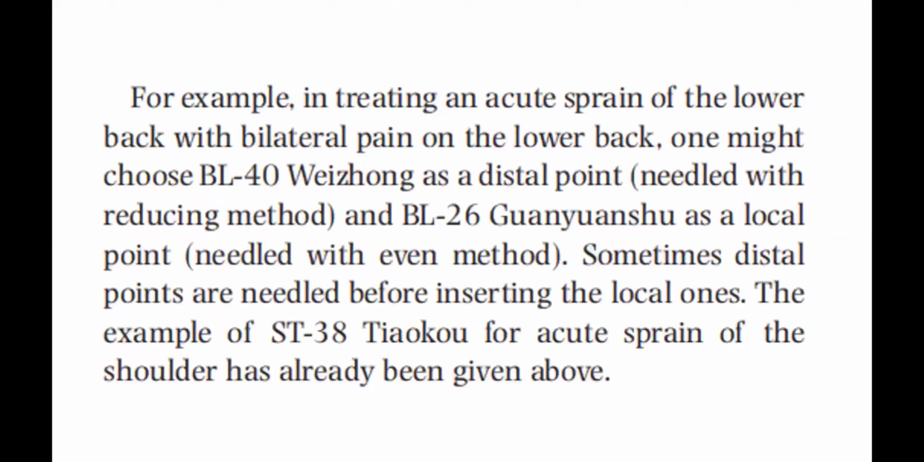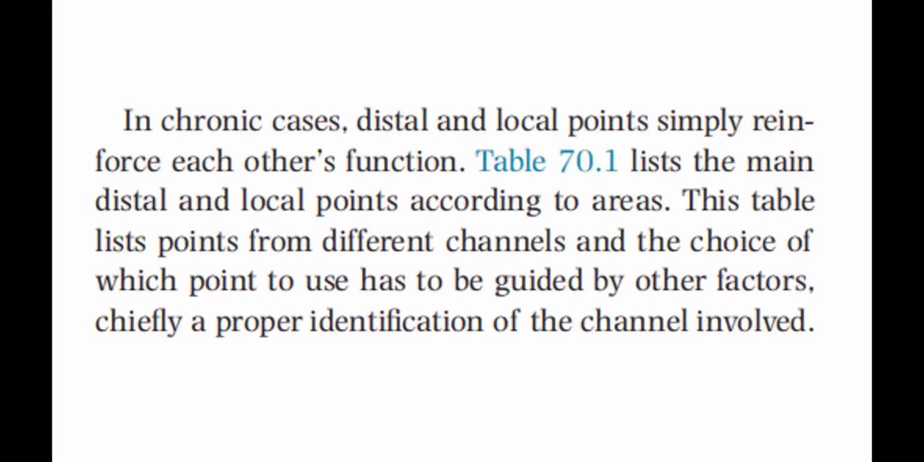For example, in treating an acute sprain of the lower back with bilateral pain on the lower back, one might choose Bladder 40 as a distal point, needled with reducing method, and Bladder 26 as a local point, needled with even method. Sometimes distal points are needled before inserting the local ones. The example of Stomach 38 for acute sprain of the shoulder has already been discussed. In chronic cases, distal and local points simply reinforce each other's function.